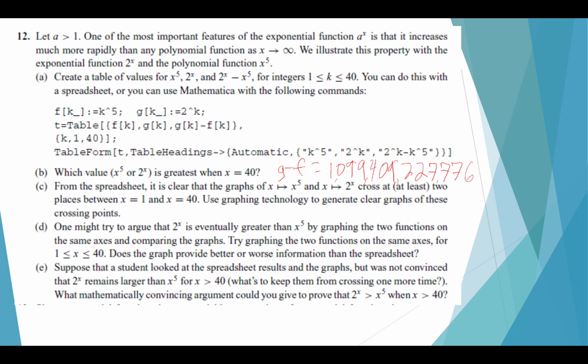Mathematica is a good choice if you're familiar with Mathematica. If you're not familiar, most of you are familiar with Excel and Desmos, so they're useful tools for this.